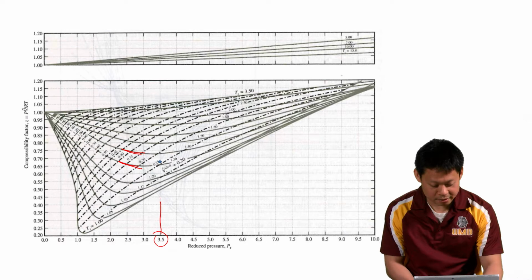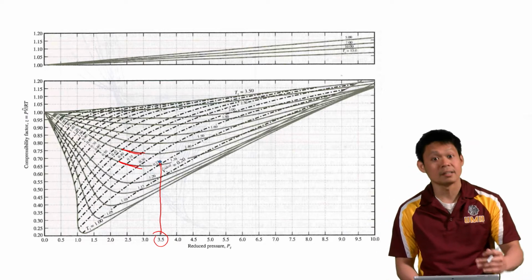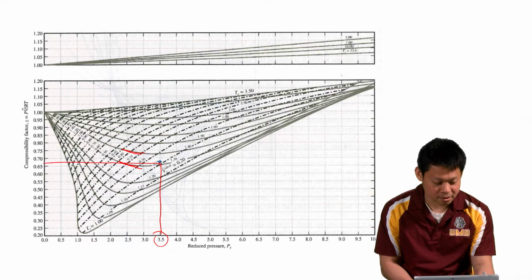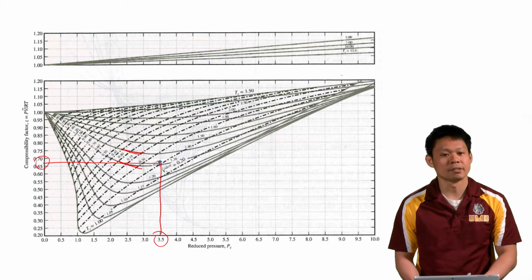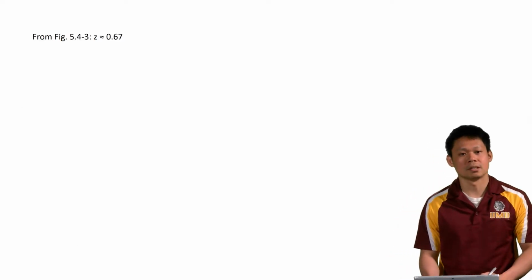So going up at 3.5, I actually gave myself a note right here. I put a point right here. It's slightly above the 1.3 line, not so much the 1.4 line. So we are right here, and then we're going to read across down here to get my z value down here, and that should be about 0.67. So we're going to estimate our z value as 0.67.